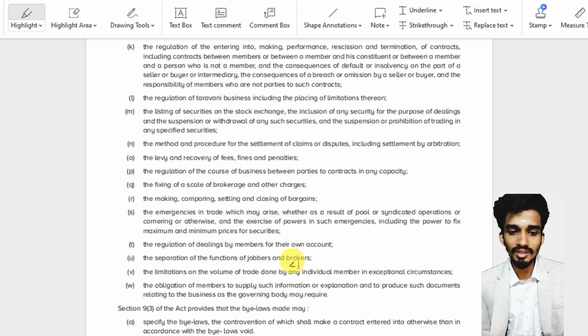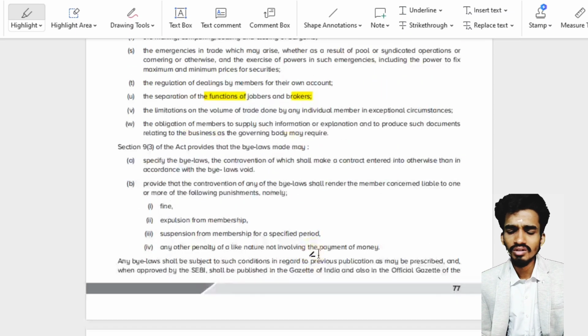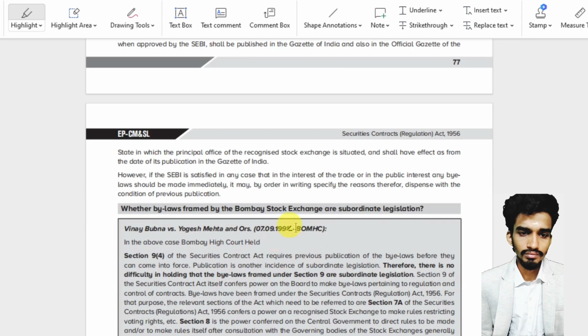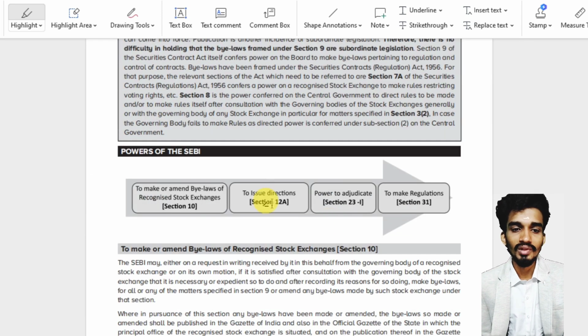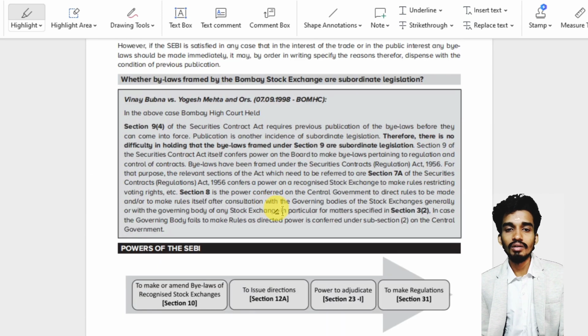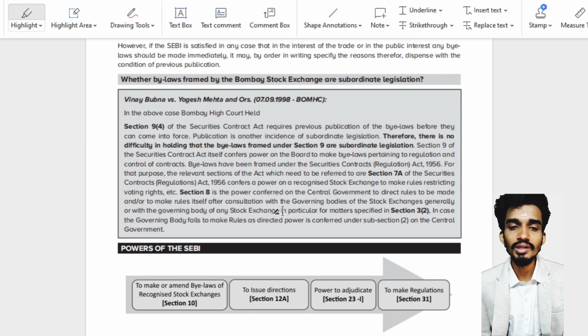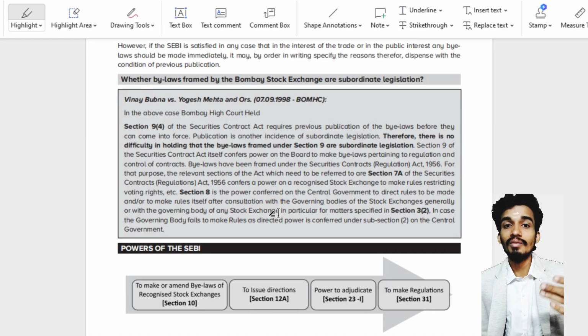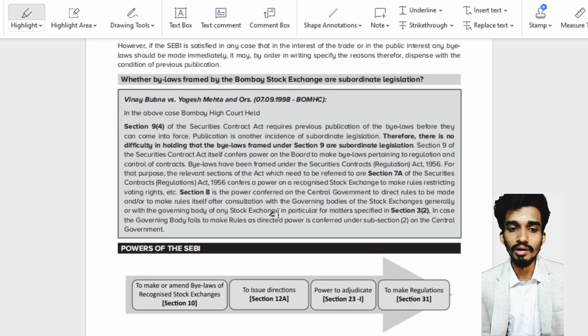Okay, also any separation of functions between brokers. The powers can be delegated to other parties also. So those are the two main powers of the recognized stock exchange: one is restricting the voting rights, and the other is to make your own bylaws.